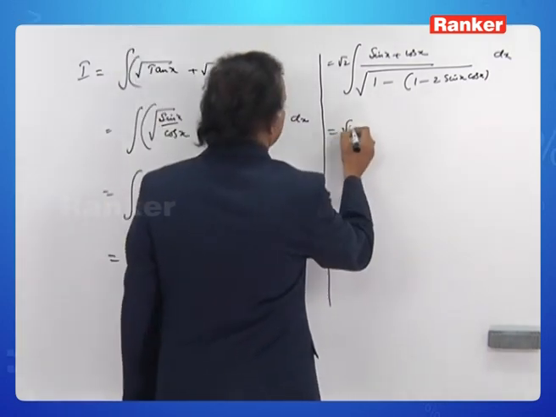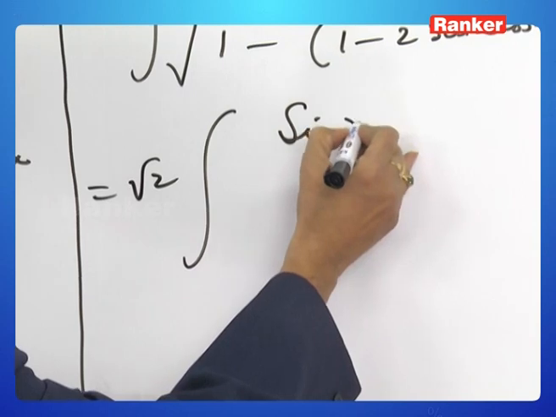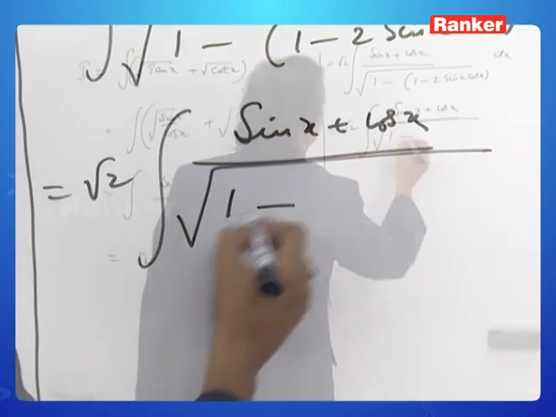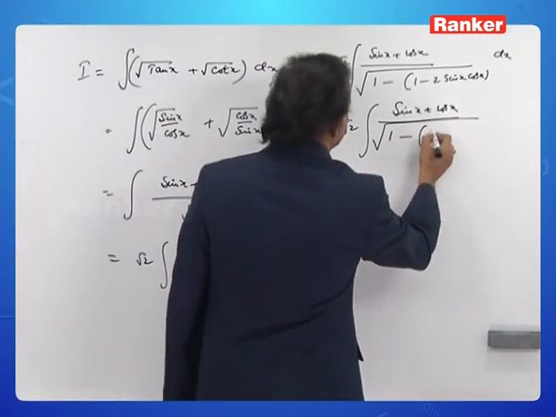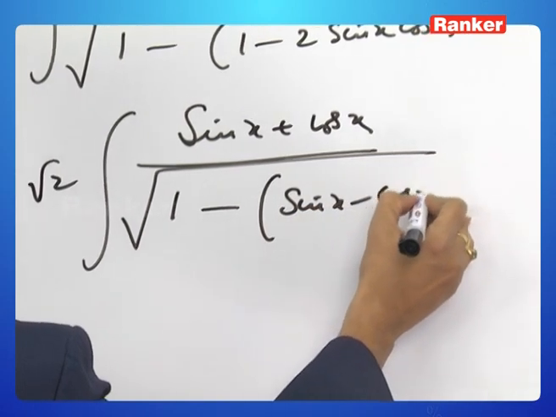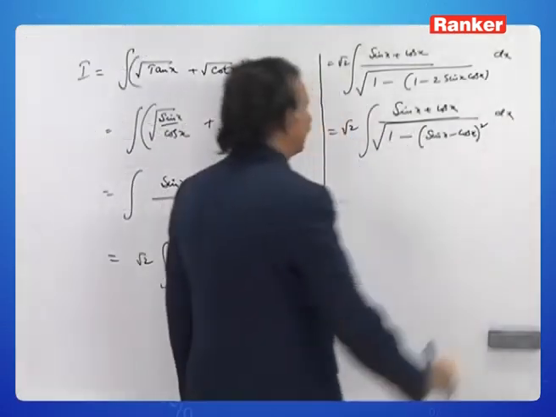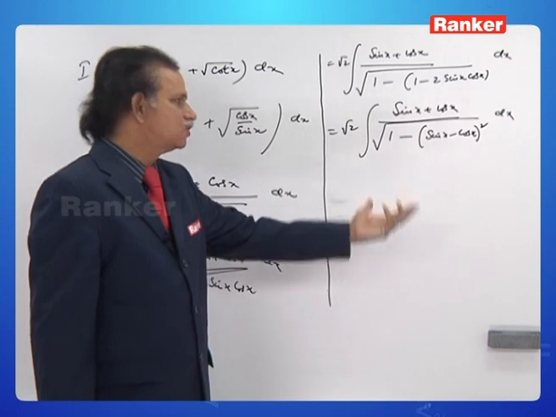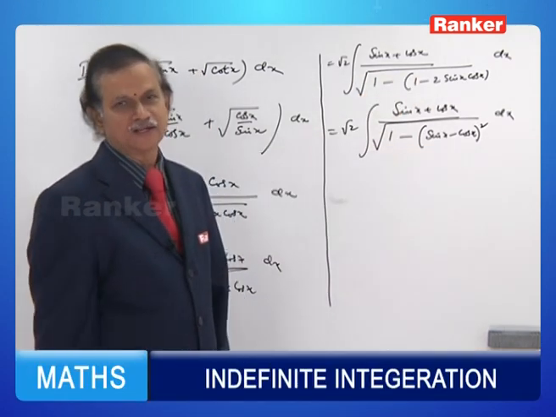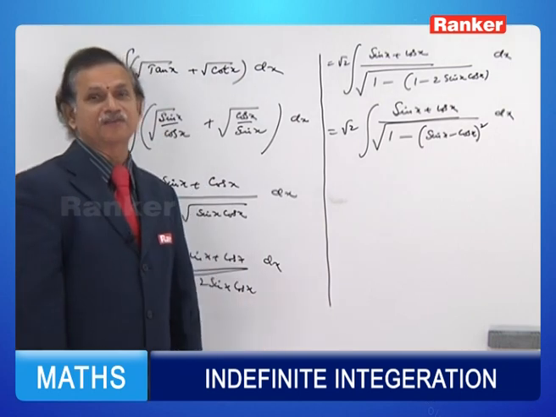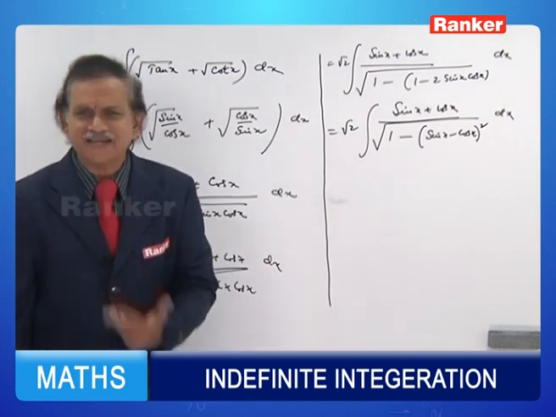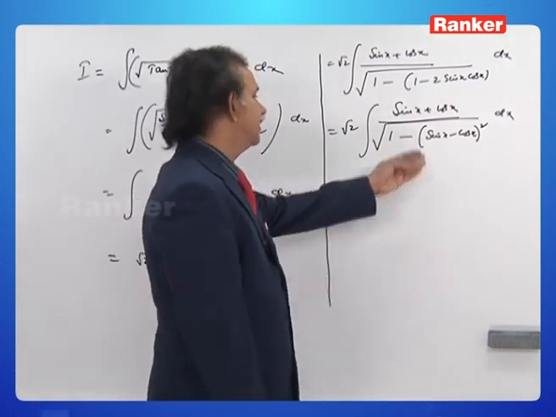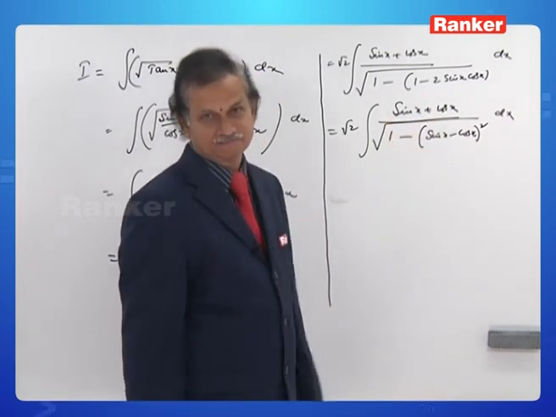This is root 2 into sin x plus cos x by square root of 1 minus sin x minus cos x whole square. You can look at that. What is sin x minus cos x whole square? Sin square x plus cos square x, that is 1 minus 2 sin x cos x. It is clearly visible there. Well, what benefit are you going to get if you write like that? What do you anticipate first of all? If you take sin x minus cos x is equal to t, then cos x plus sin x dx is dt, isn't it?